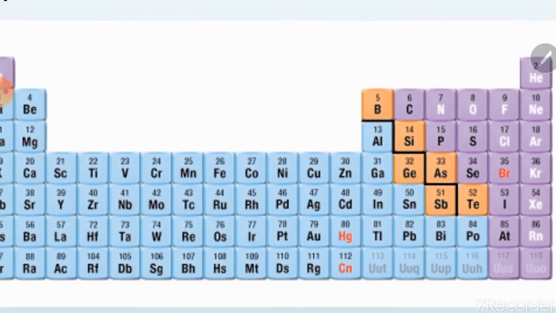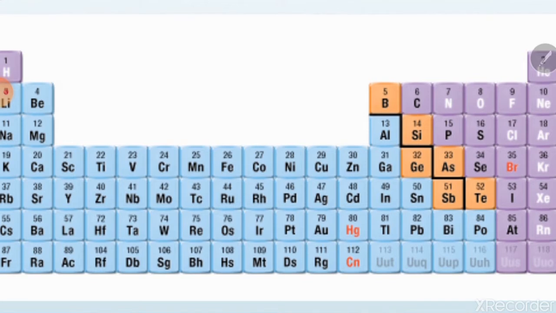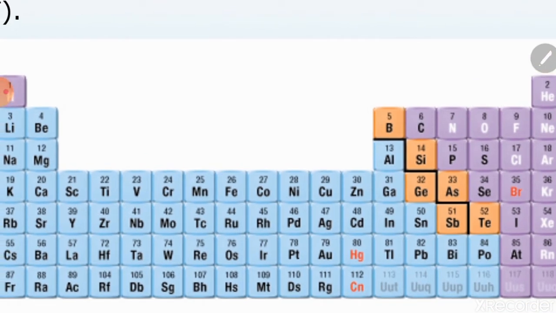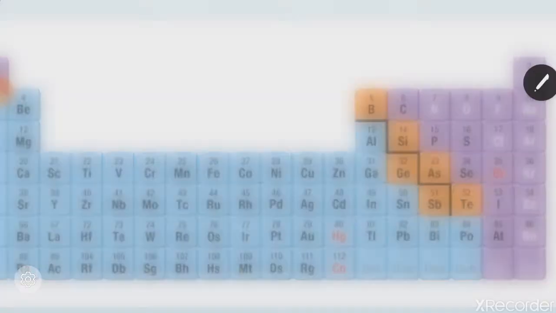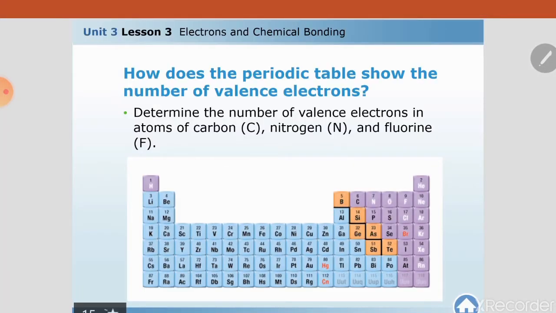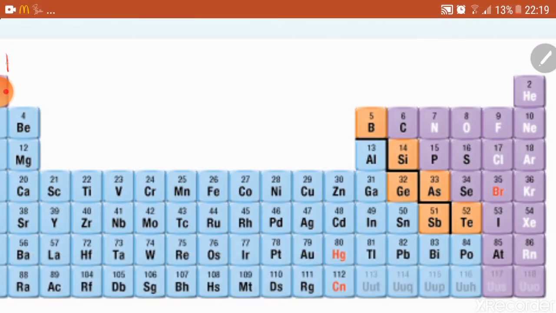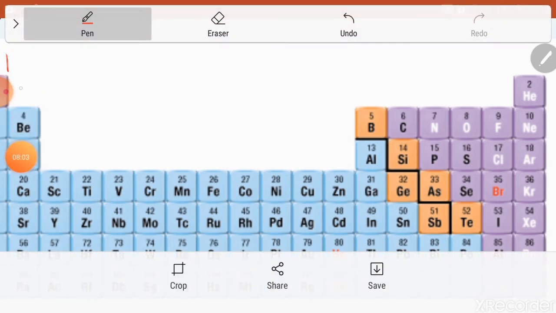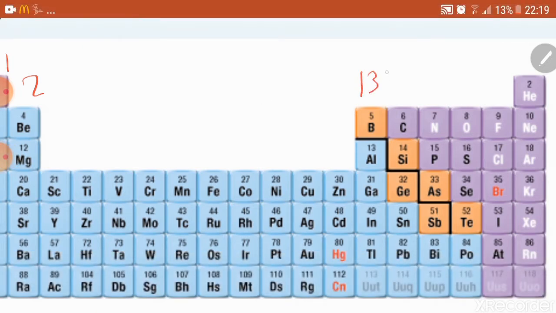So we can take, as I told you last time, the ones of this group number. What is the ones of this group number? We can say this is group 1, 2, then 3, 4, 5, 6, 7, 8, 9, 10, up to 13, 14, 15, 16, 17, 18.